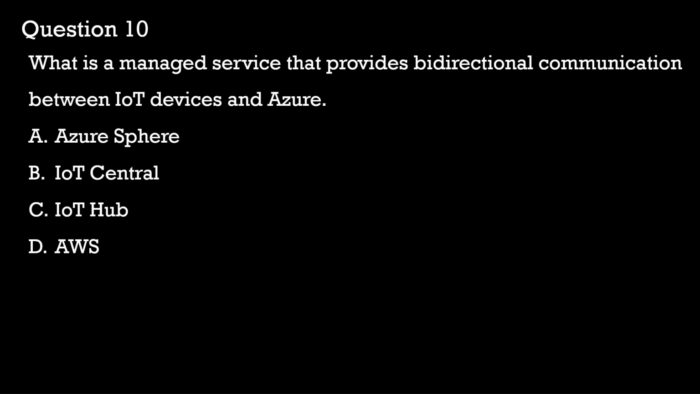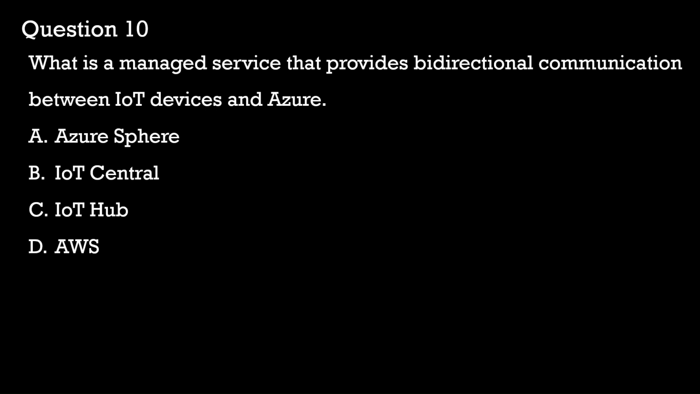Azure Sphere is a secure microcontroller solution for Internet of Things devices, but it is not a communication hub. The Internet of Things Central is a SaaS-based IoT app platform that is built on top of IoT Hub. It is easier to use, but it is less customizable. Remember, the question asks, what is a managed service that provides both bidirectional communication between IoT devices and Azure?